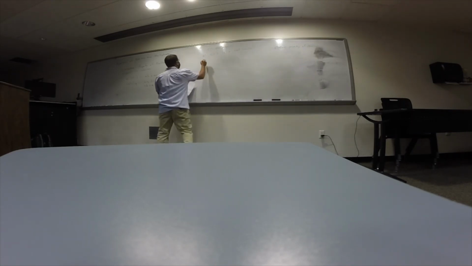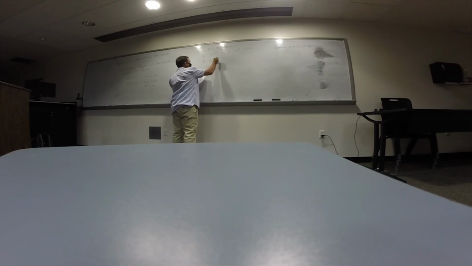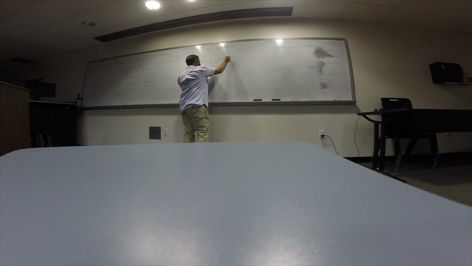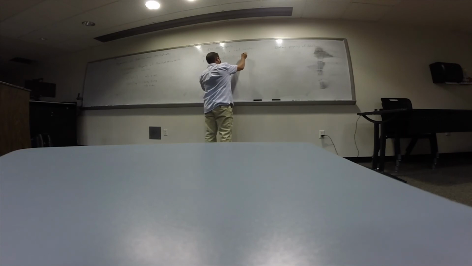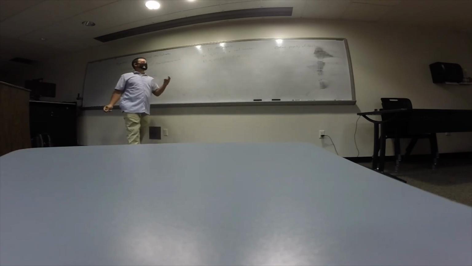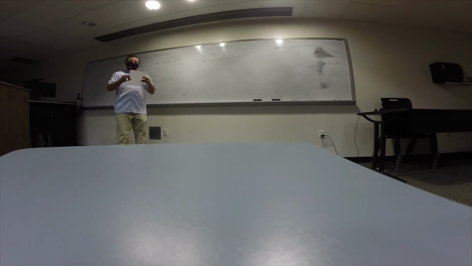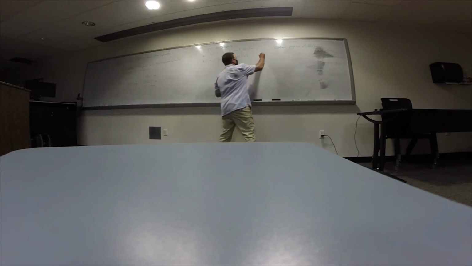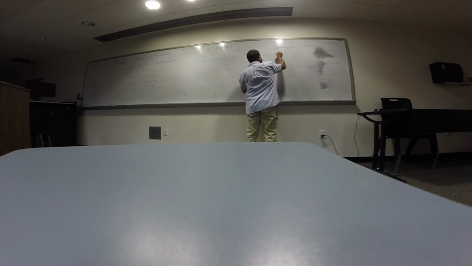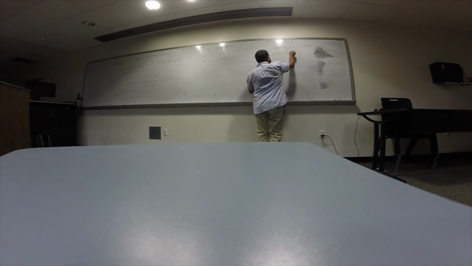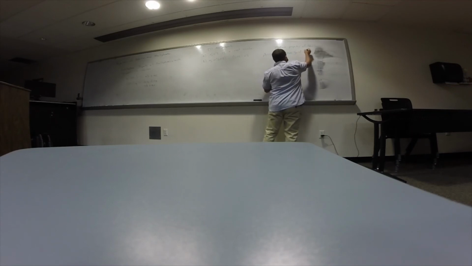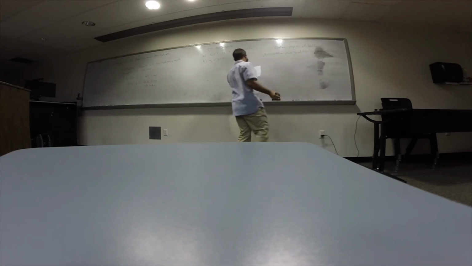Okay. 5 plus parentheses 6 plus 8 close parentheses equals parentheses 5 plus 6 close parentheses plus 8. What property of addition is that? There you go. Associative.